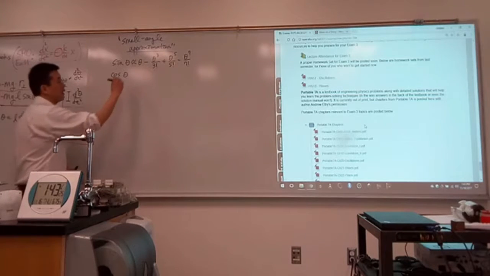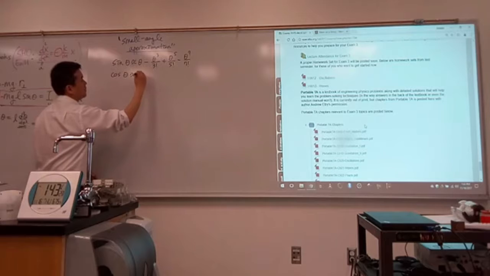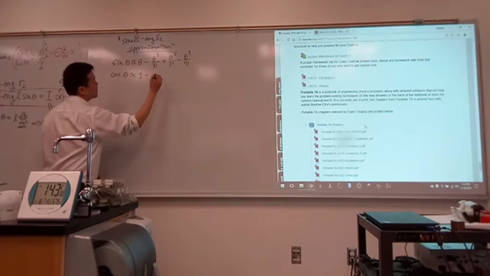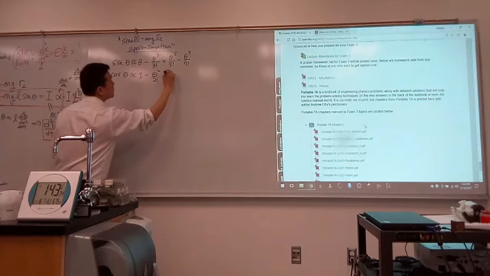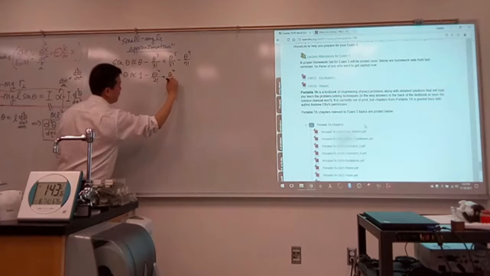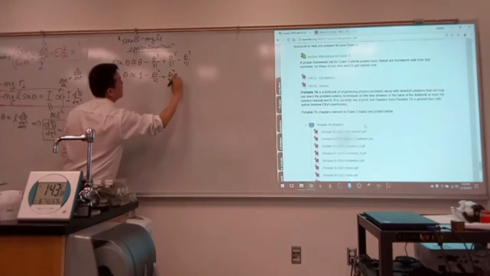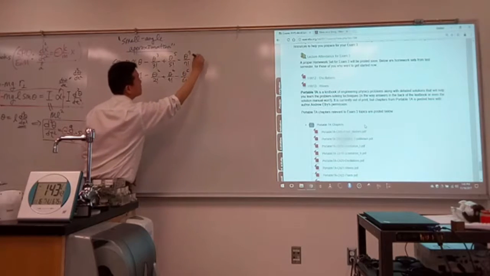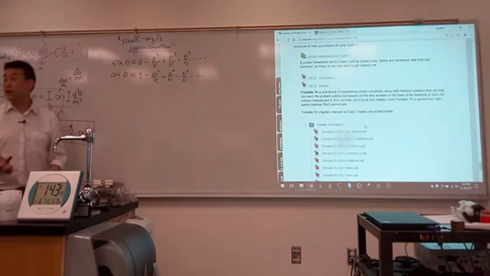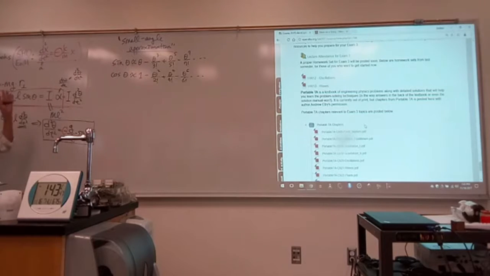Similar for cosine theta. Cosine theta can be approximated as 1 minus theta squared over 2 factorial plus theta to the 4th power over 4 factorial minus theta to the 6th power over 6 factorial, and so on. These are infinite series, by the way. If you want an exact result, you have to go infinitely long.